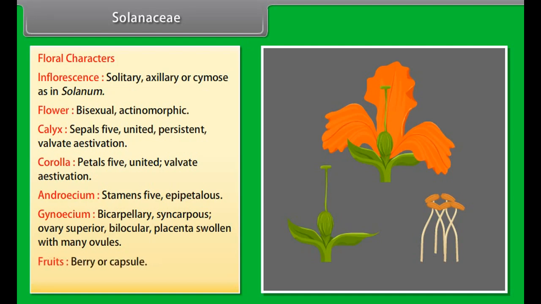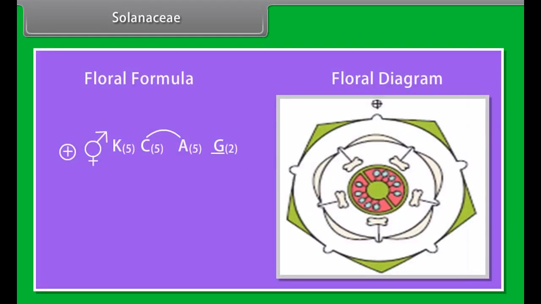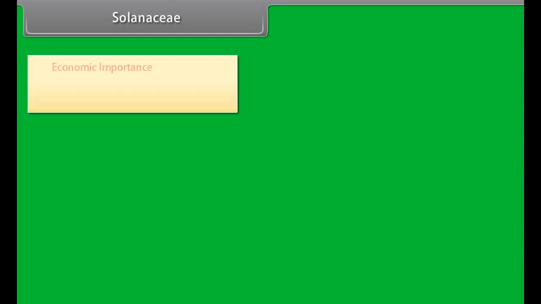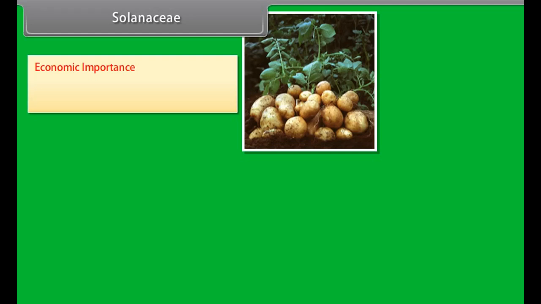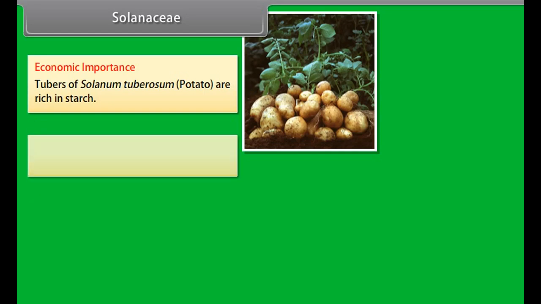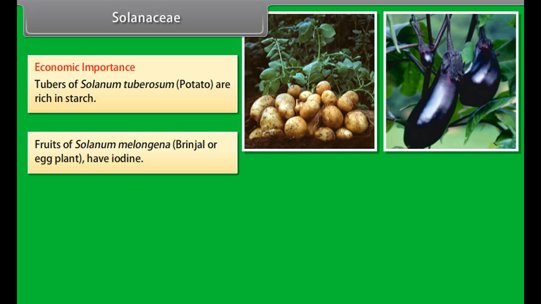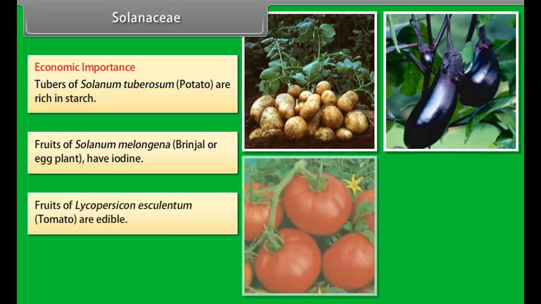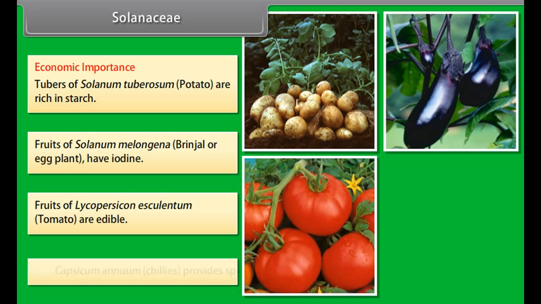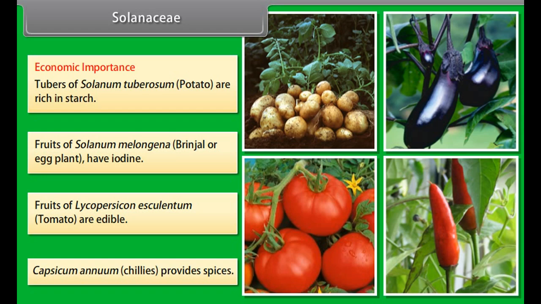Fruits, berry or capsule. Seeds, many, endospermous. Floral formula is, and this is the floral diagram. Economic importance. Tubers of Solanum tuberosum, potato, are rich in starch. Fruits of Solanum melongena, brinjal or eggplant, have iodine. Fruits of Lycopersicon esculentum, tomato, are edible. Capsicum annuum, chilies, provide spices.